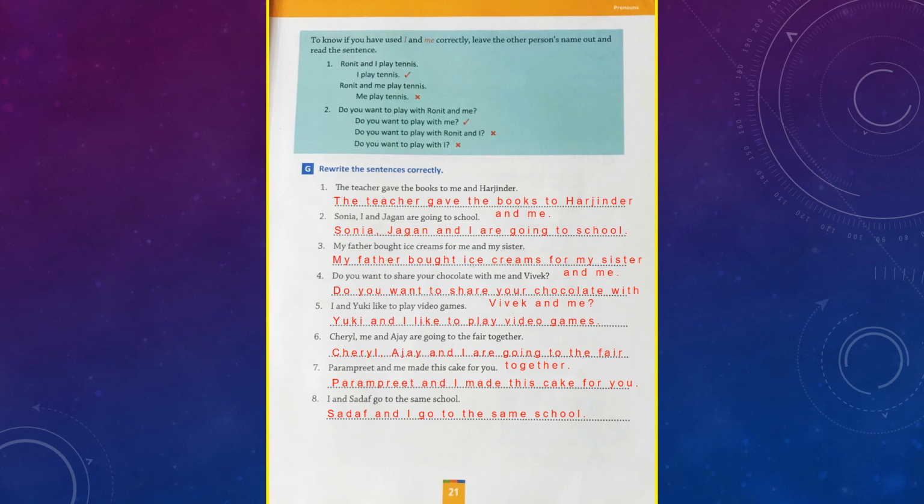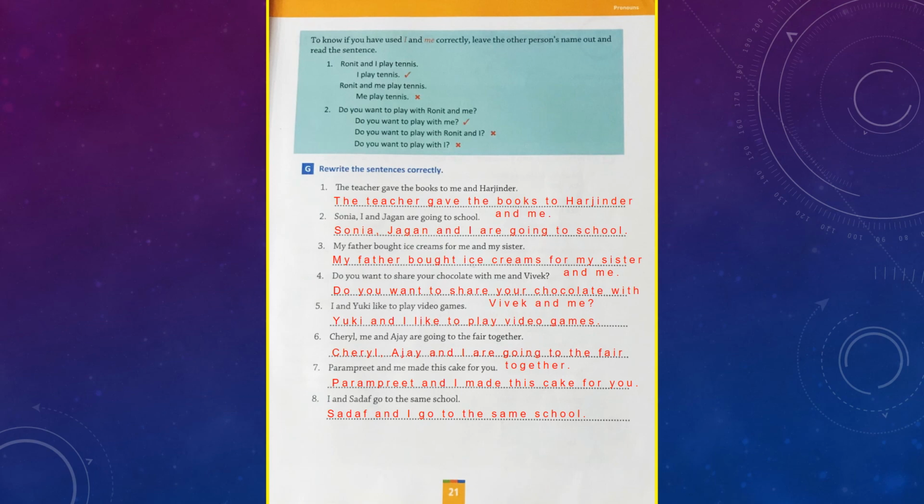Okay. Exercise G tells us to rewrite the sentences correctly because they have not put me, I, and the name of a person in appropriate place. So you need to rewrite the sentences. Let's start with the first one. The teacher gave the books to me and Harjinder. Okay, so the general rule says we have to put Harjinder's name first and then our name, that is me. The teacher gave the books to Harjinder and me.